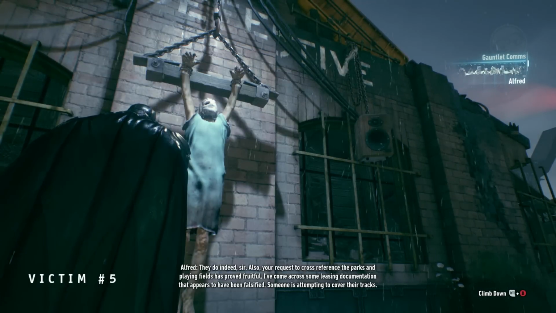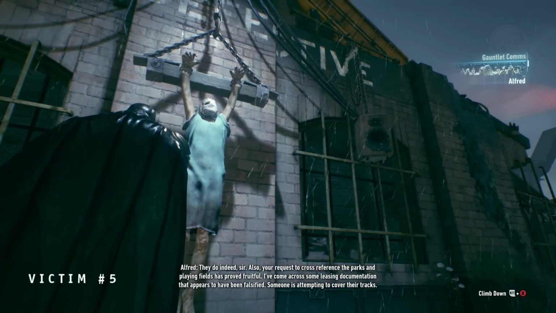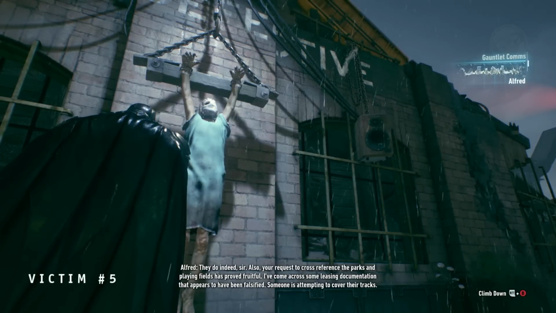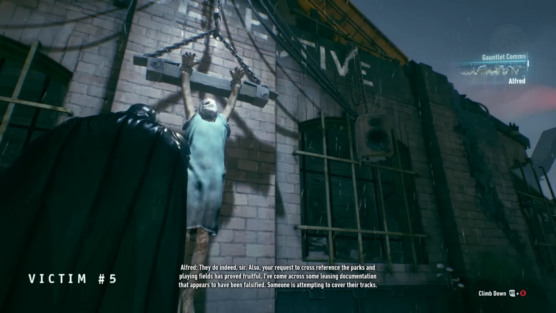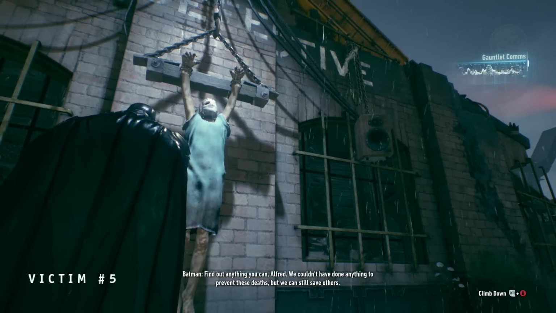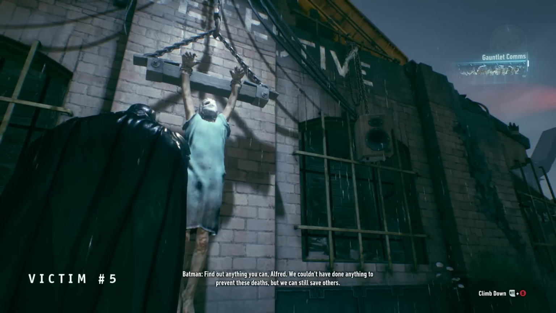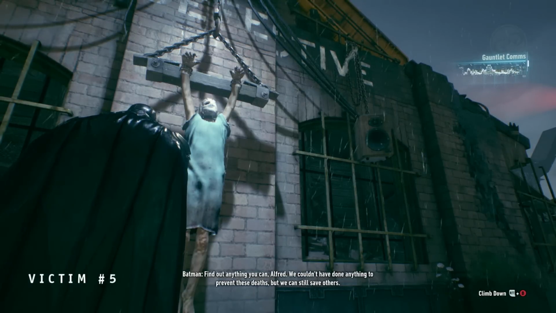They do indeed, sir. Also, your request to cross-reference the parks and playing fields has proved fruitful. I've come across some leasing documentation that appears to have been falsified. Someone is attempting to cover their tracks. Find out anything you can, Alfred. We couldn't have done anything to prevent these deaths, but we can still save others.